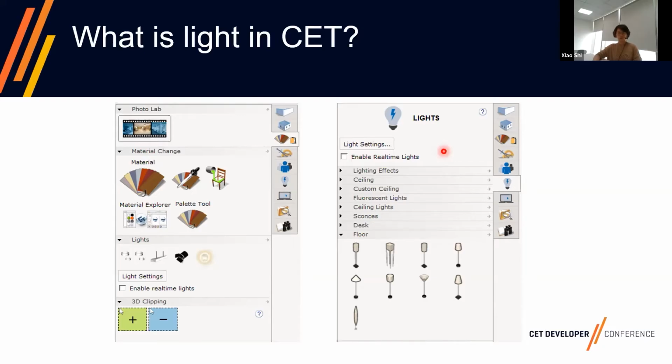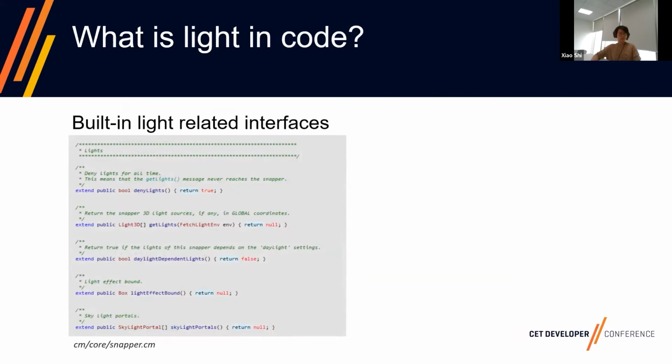So that's basically the lights in CET, but what is light in code? Actually, if you enter snapper.cm, you can see that there are a bunch of light-related interfaces, but you can see that they do nothing basically, because if you have your own light snappers, you'll need to handle that by yourself.